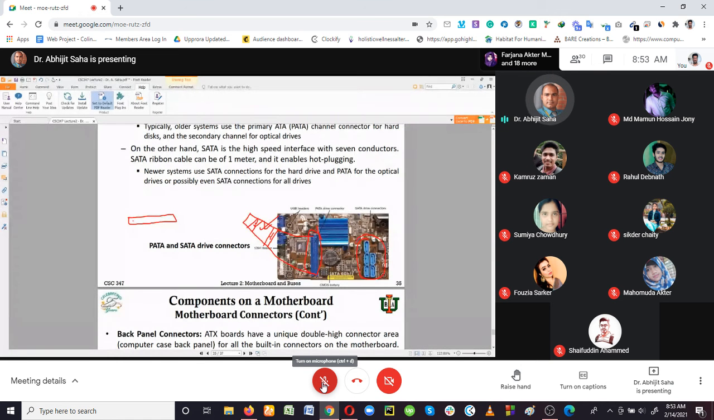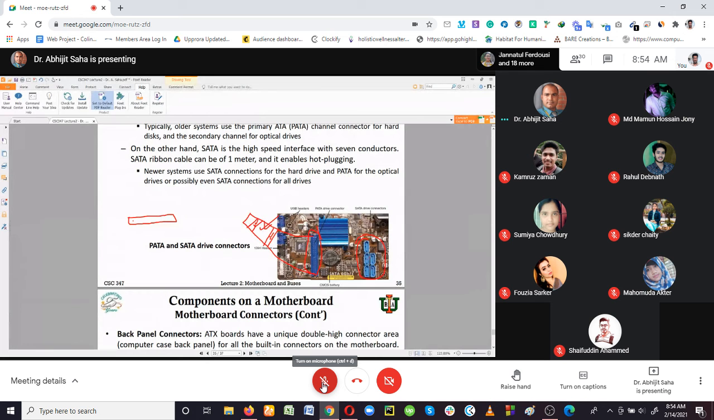Because all of them are replaced with the SATA connector. So these days all the optical drives we are using in the computer system are coming with SATA connectors. That is the reason behind it. It is the advanced one, it is slim, and it is also much faster than the previous connectors we have.